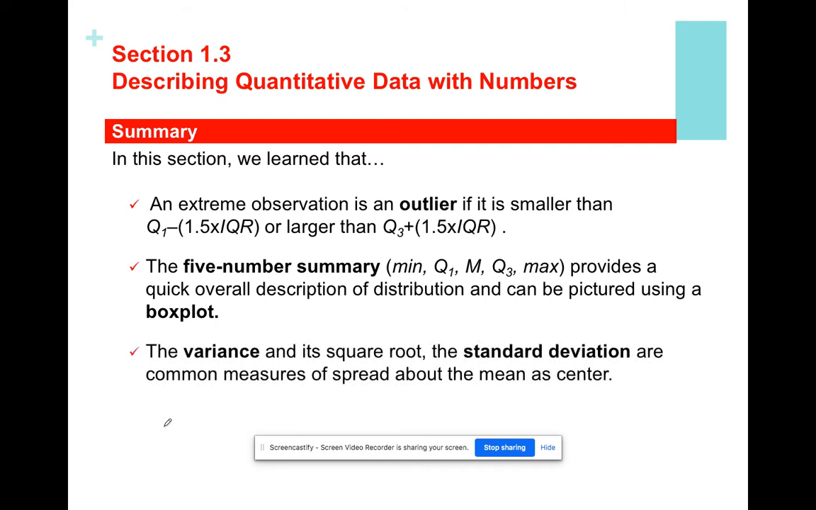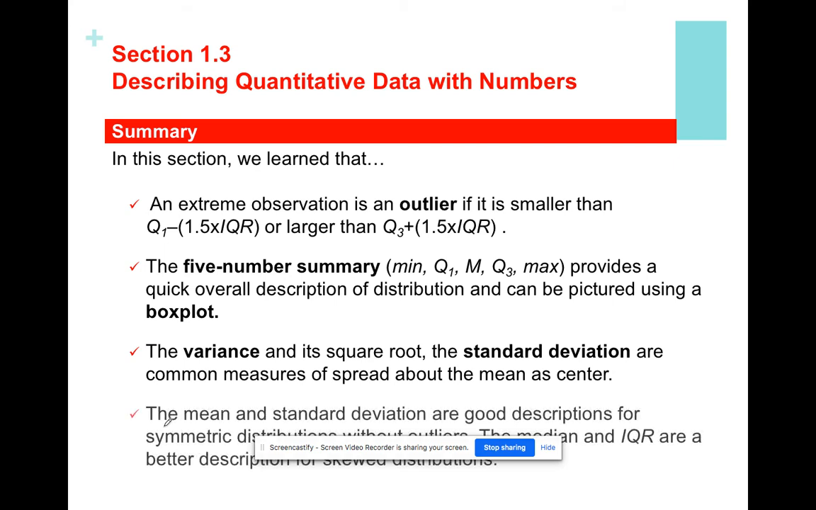And then we had variance and standard deviation. So we use standard deviation to report variability if we are reporting the mean for the center. And again, the variance is the square of the standard deviation. We use mean and standard deviation if the distribution is approximately symmetric, median and IQR if it's skewed or has outliers.